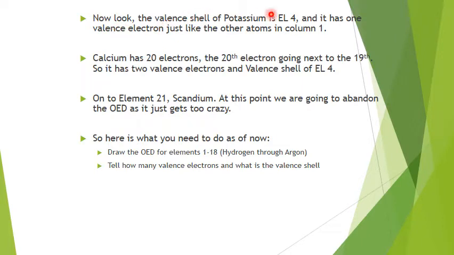So here's what I just said. What I really want you to do is know how to do the orbital energy diagram for the first 18. And what you need to do is tell me how many valence electrons are in the valence shell. And that'll probably be worksheet number 1.